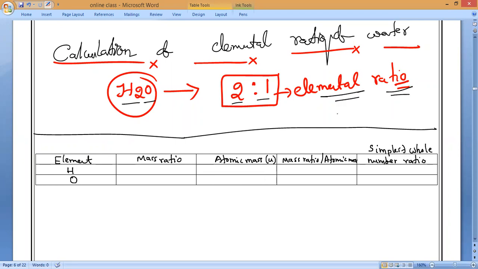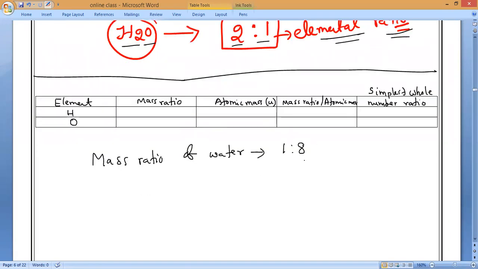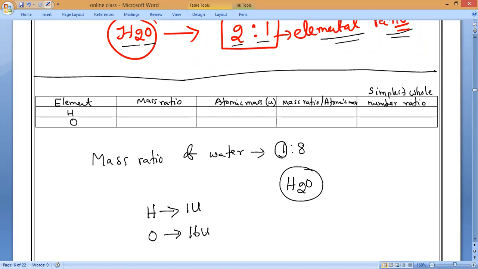Okay, so let's start now. Let us see how to find the mass ratio first. The mass ratio is found with the help of atomic mass only. So the mass ratio of water is 1:8. How, sir? Remember the atomic mass of hydrogen, as we know the formula H2O. What is the atomic mass of hydrogen? Just now we studied: atomic mass of hydrogen is 1U, and oxygen is 16U.